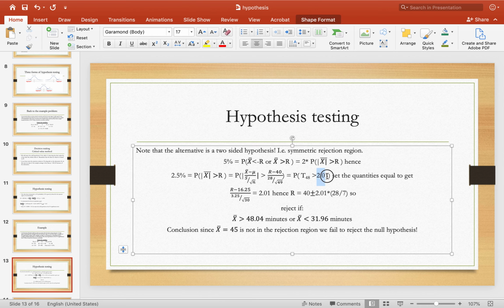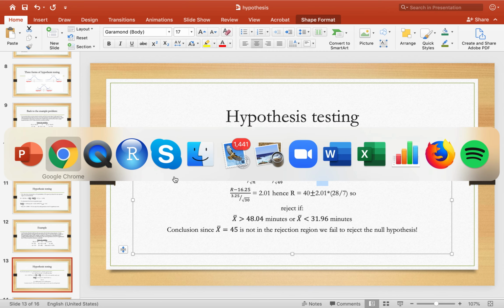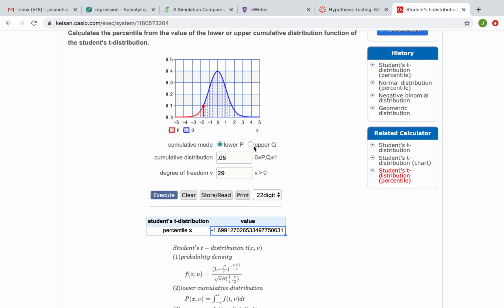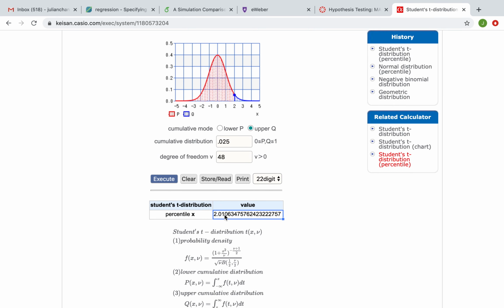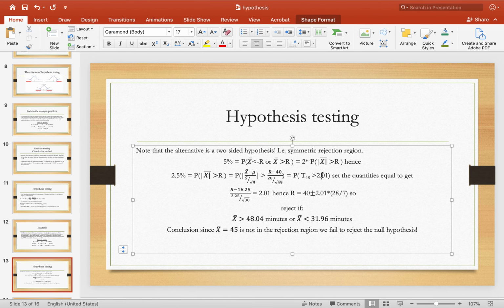I also have this value of 2.01. That's the value where the probability that a t-distribution with 48 degrees of freedom is greater than 2.01 is 2.5%. You might ask, how did I get that number? Well, I used the online calculator. Let's go back to it. I want the upper tail, because the alternative is greater, to be 2.5%. There's 2.5%. And I have 48 degrees of freedom. We put it in there, and it gives us 2.01. So 2.01, that's the number that was put right here, and it comes from that online calculator.